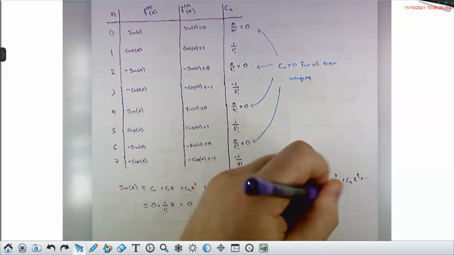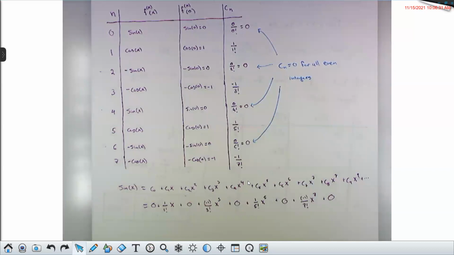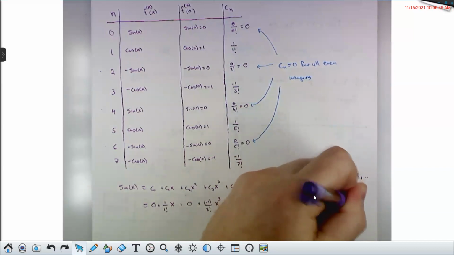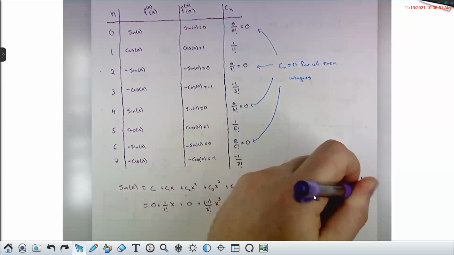C8, following this pattern, would be 0. What is C9? If we follow this pattern, what would the coefficient of x to the 9 be? 1 over 9 factorial. Very good. This is 1 over 9 factorial times x to the 9.